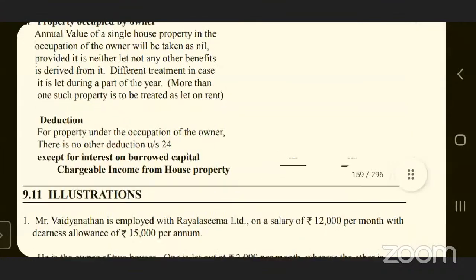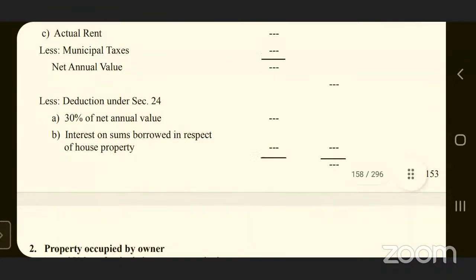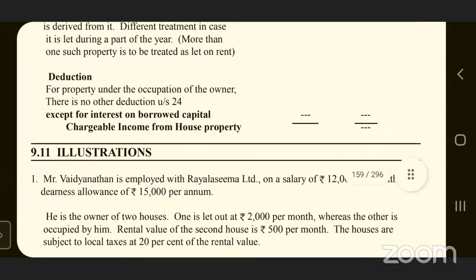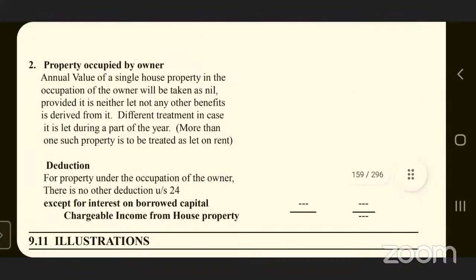So if they mention a self-occupied house, that gross annual value will be nil. But the deductions which I mentioned under section 24A and B are allowed, so we are going to get a negative figure. What is the use of that negative figure? When you compute the total income of an assessee, from the positive figure you can deduct this negative figure. So the total taxable amount will be reduced. This you will carry over to the computation of total income and ultimate tax liability. So this is for a single house.